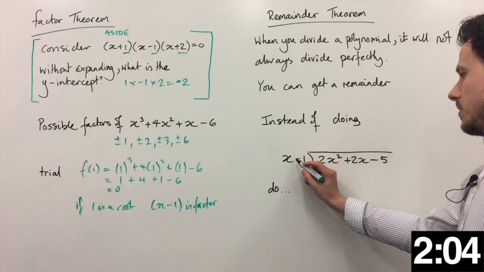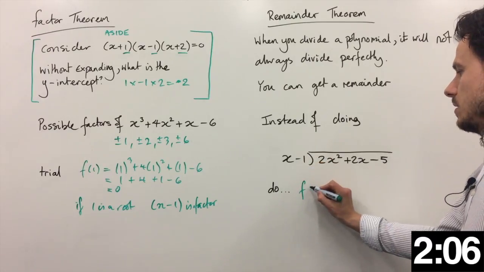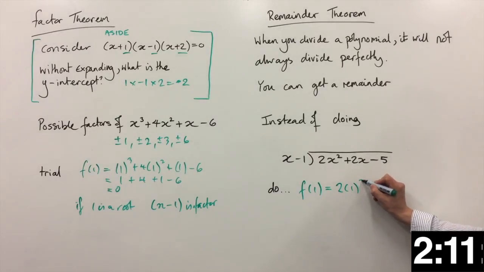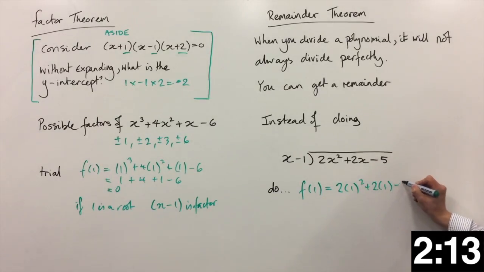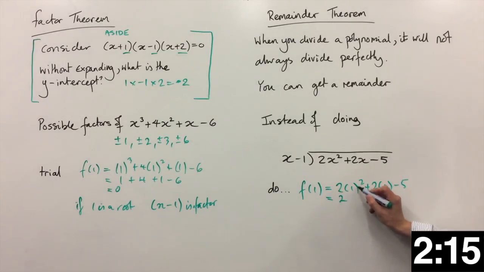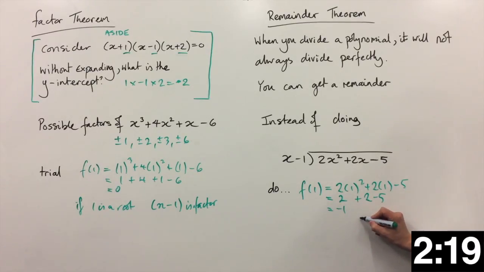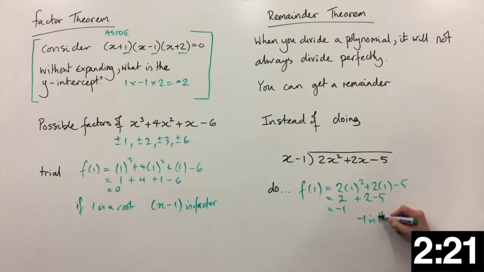So if instead, rather than this one, I use the idea that if I substituted 1 in, let's see. So I get 2, 1 squared plus 2 times 1 minus 5. 2 plus 2 minus 5, so I get -1. So -1 is the remainder. Okay, so this is worth considering. It's a much quicker way in the types of questions you'll be asked in the exam.